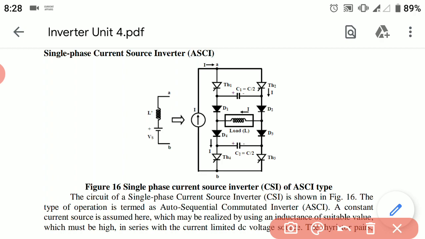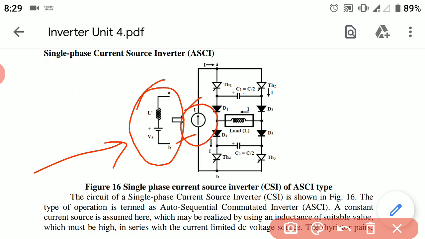In this inverter circuit, the important thing is the constant current source. The constant current source can be obtained by using a DC battery in series with the inductor. This will act as a current source.